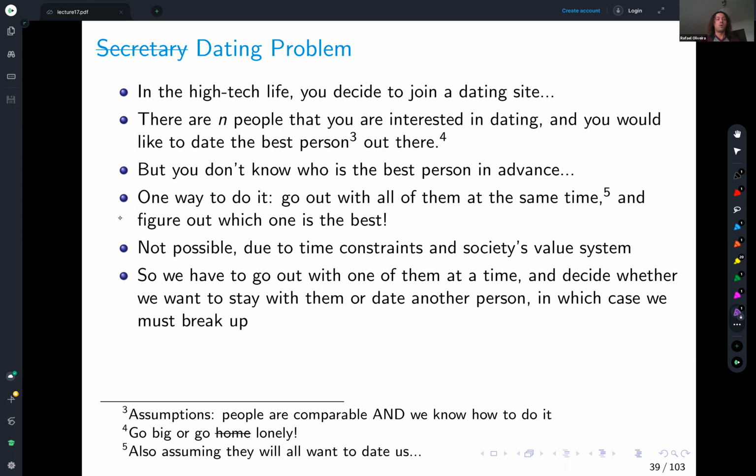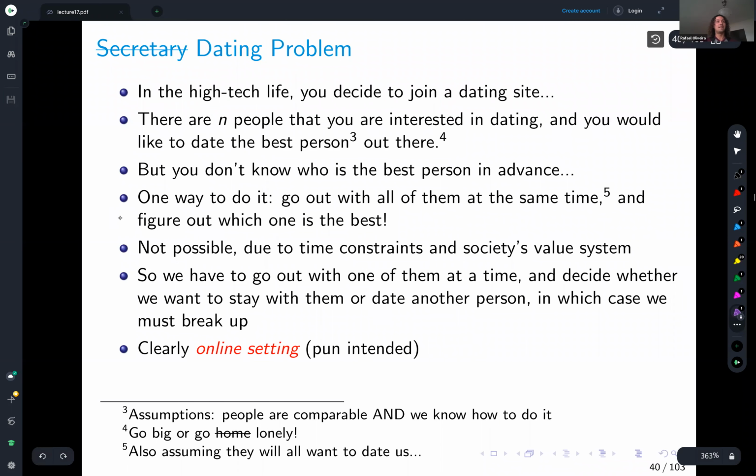So what we have to do is go out with one of them at a time, and then we decide whether we want to stay with them or date another person, in which case we must break up. And here there's no coming back together. Once you break up, it's gone. You'll never see that person again. Let's just make it simple. Life is, as you know, a lot more complicated than that. So here's our setup: we go out with one person at a time and decide whether to stay with them or move on, but if we break up, we cannot go back.